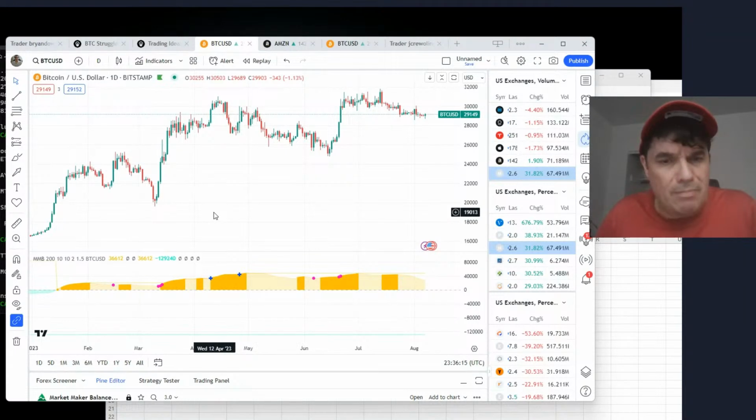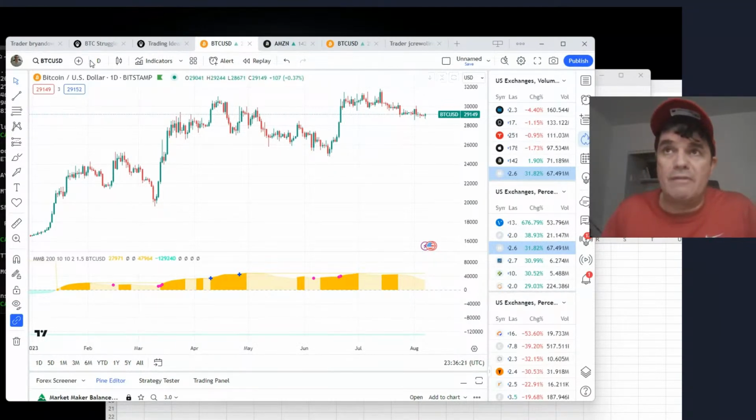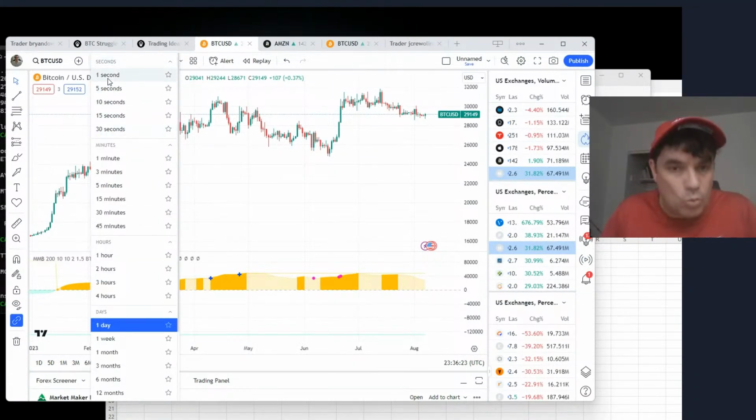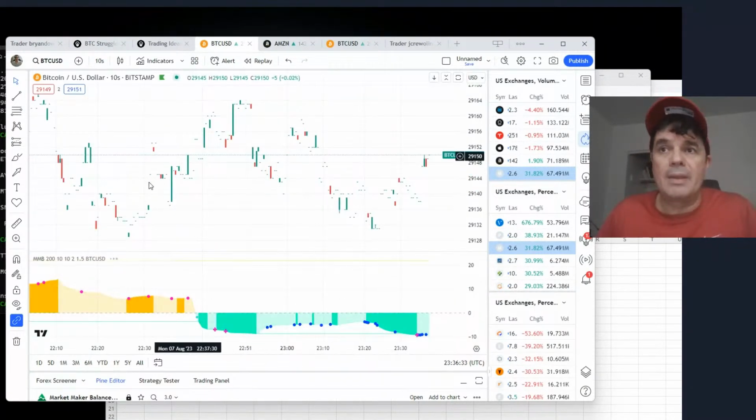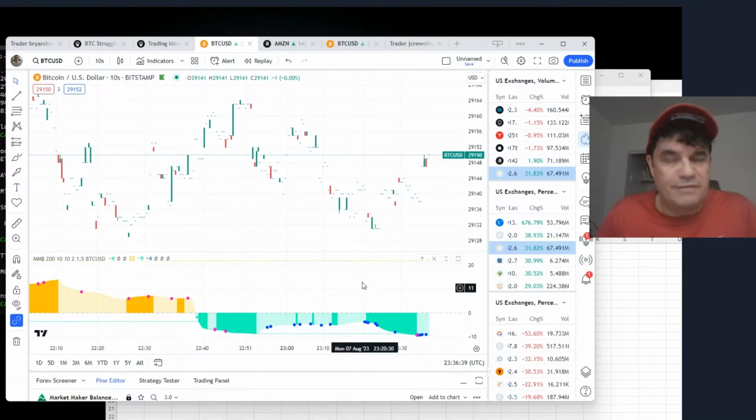2 weeks ago, I showed what TradingView can do. We talked about high frequency data. So in here, you have available your time frame of up to 1 second. This particular strategy in PineScript has been designed, I believe, for a 5-minute time frame. But even if you look at the 10 second time frame, this can generate some really beautiful signals.